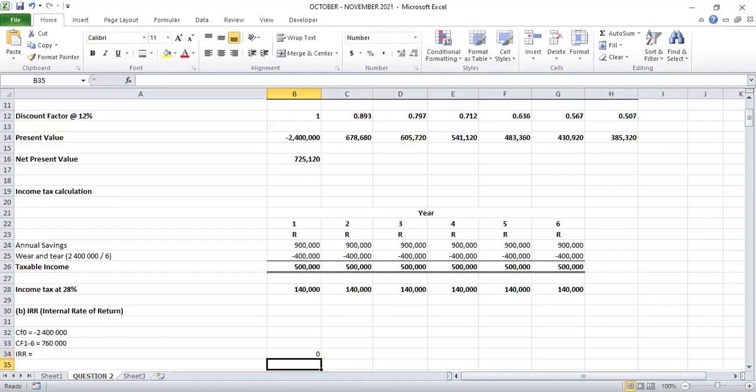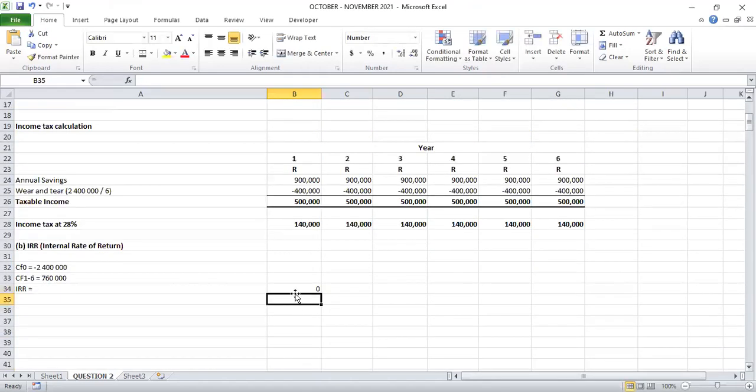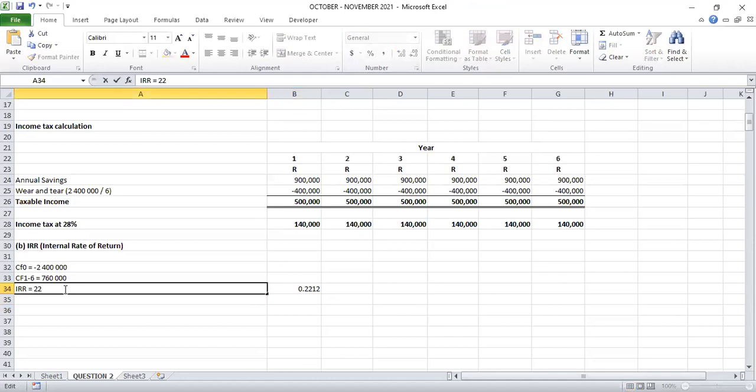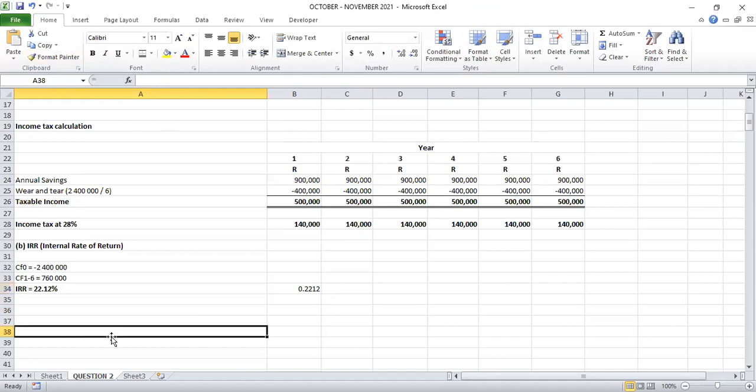I've used Excel here. We get 22.12. So you can try it using your financial calculator. So that's 22.12%. That is our IRR. So it all depends on the calculator that you are using. Any questions? Right, we go to the next one.